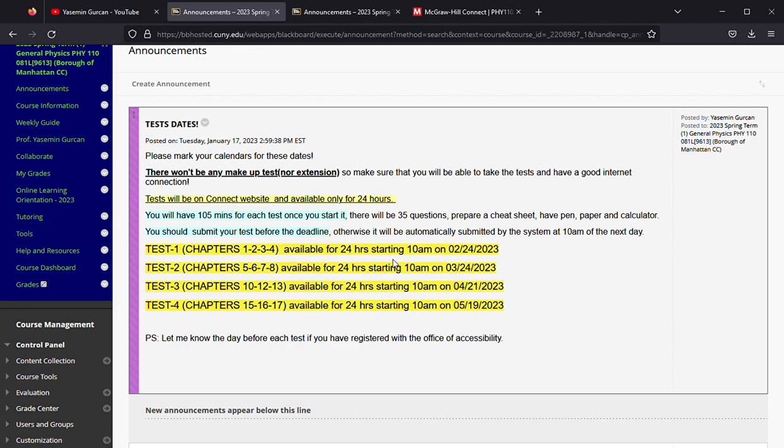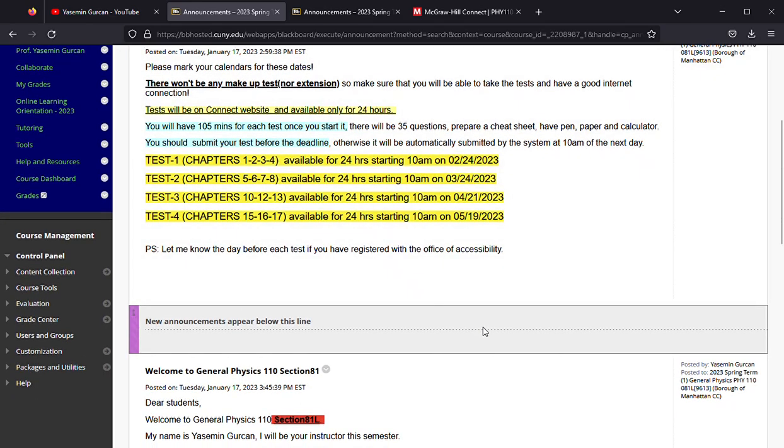finish them before the due date, which is basically 10 a.m. 24 hours after it started, which means February 25th, 10 a.m. is the last moment you can submit them. Otherwise, it's going to be submitted automatically. So you cannot really start 5 minutes before the deadline of the test and then expect to have 105 minutes. You won't, because the system is going to automatically submit at the deadline. So give yourself enough time to complete the tests and submit them yourself.